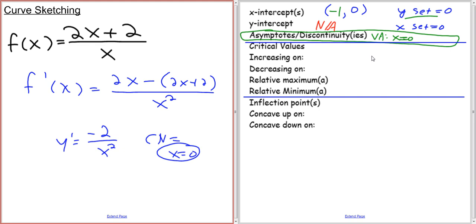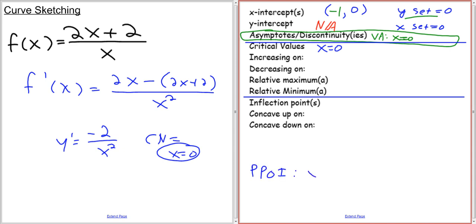It's going to be a critical number, and it's going to be not an inflection point, but a possible inflection point. So if you want to put possible point of inflection down here, x equals 0 would be another possible point of inflection. Immediately, whatever number comes out here for a vertical asymptote is going to show up as a critical number and a possible point of inflection. Okay.